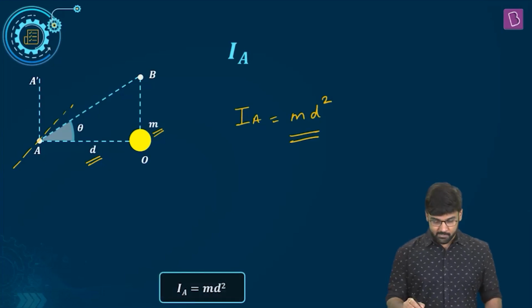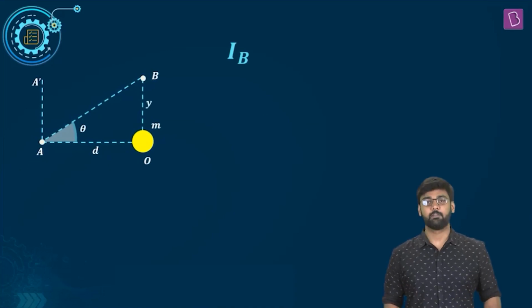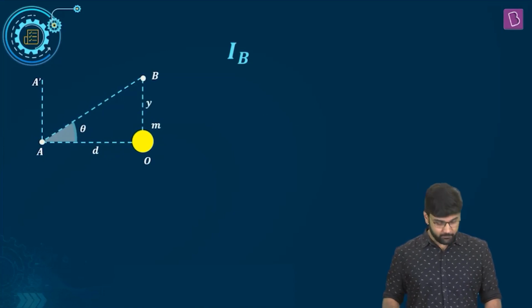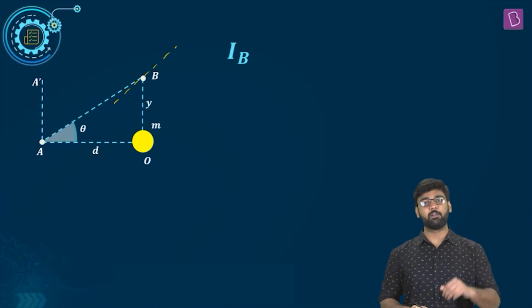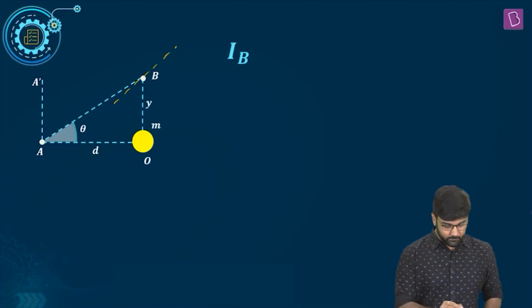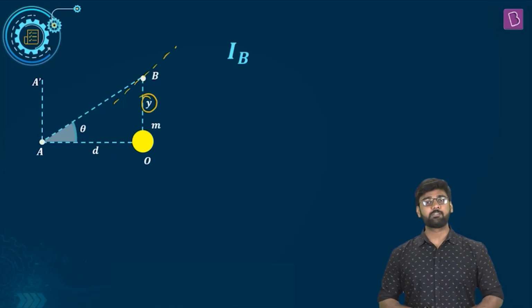Now in the next case, we need to find the moment of inertia Ib. The axis should pass through the point B. So if I take the axis which is passing through B and perpendicular to this plane, then the perpendicular distance of this mass from the axis is distance y. But here the options are given in terms of d and theta. We don't have the option in terms of y.